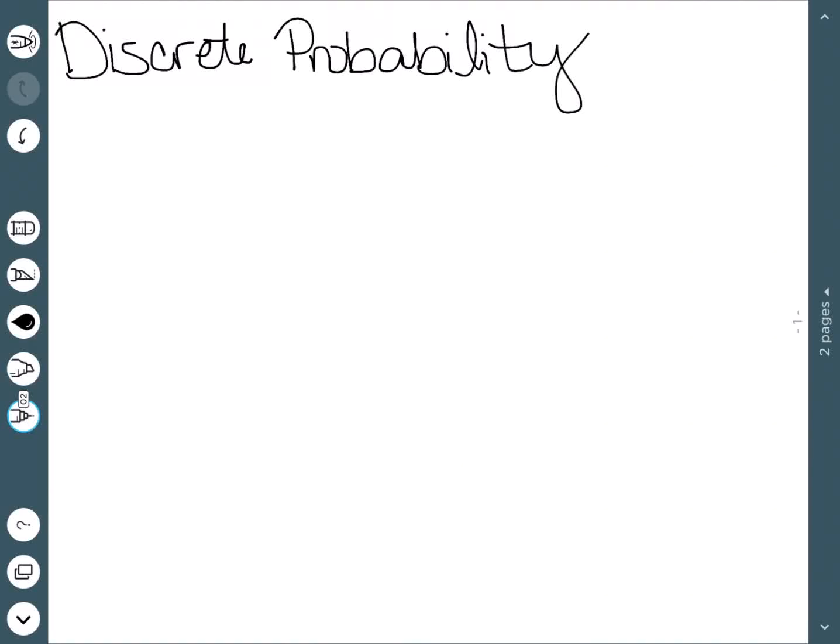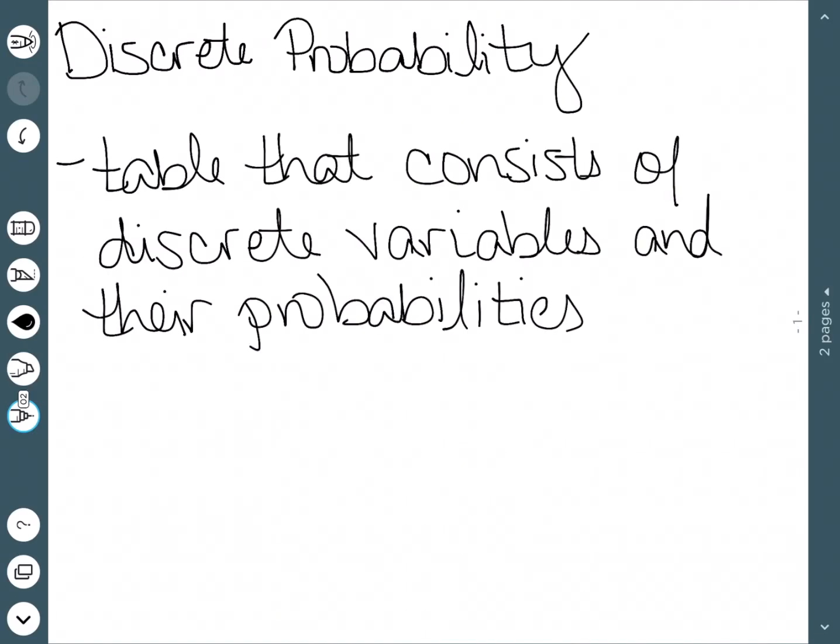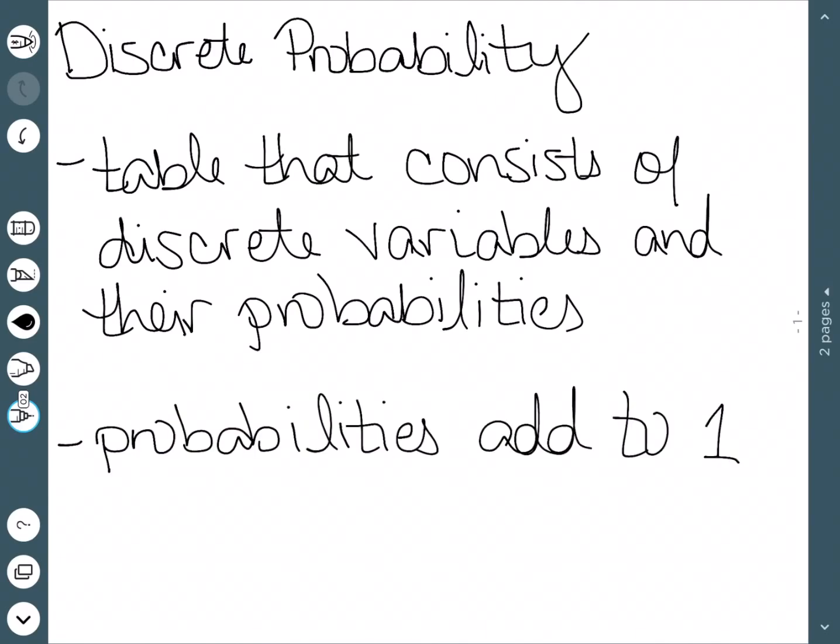We're now going to discuss what's called discrete probability distributions. So first, exactly what is a probability distribution? A discrete probability distribution is just a table that's going to consist of discrete variables and their probabilities. And the key is that we need all possible probabilities. So if I add up all of the probabilities in the table, they should add to be 1.